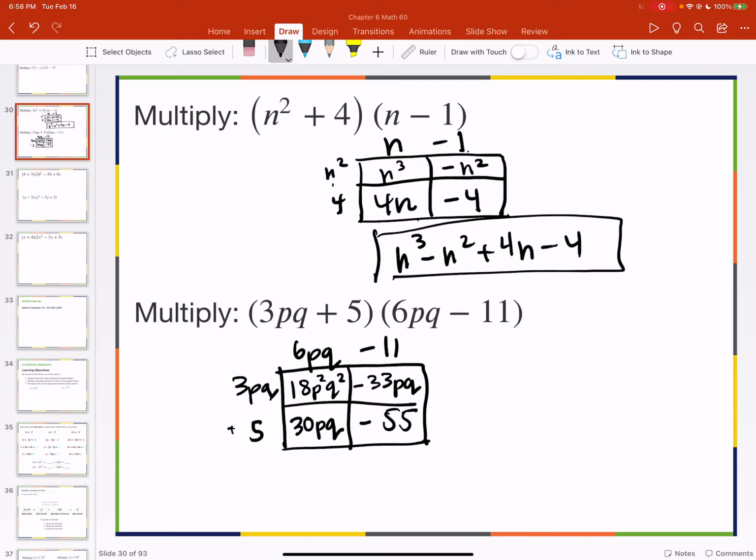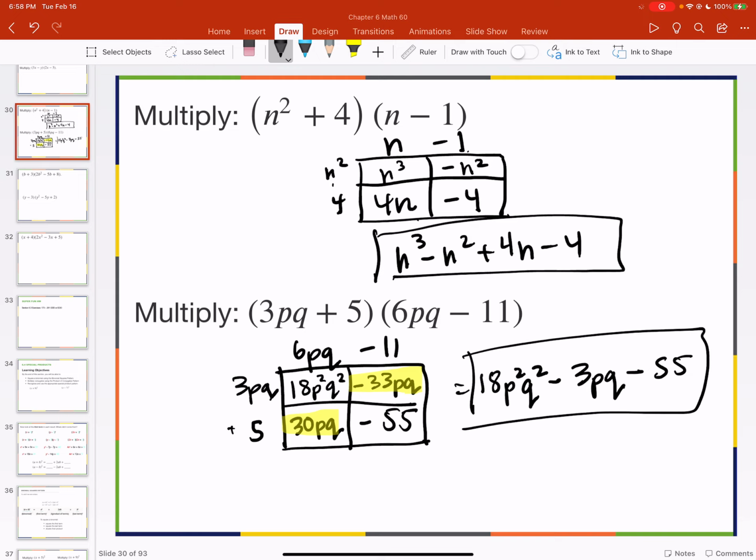Now, are there any like terms? Yes. In fact, this and this are like terms. So we would write our answer 18p squared q squared minus 3pq, right? 30 minus 33 is negative 3, minus 55. And that's it. So something that looks a little intimidating is actually not.